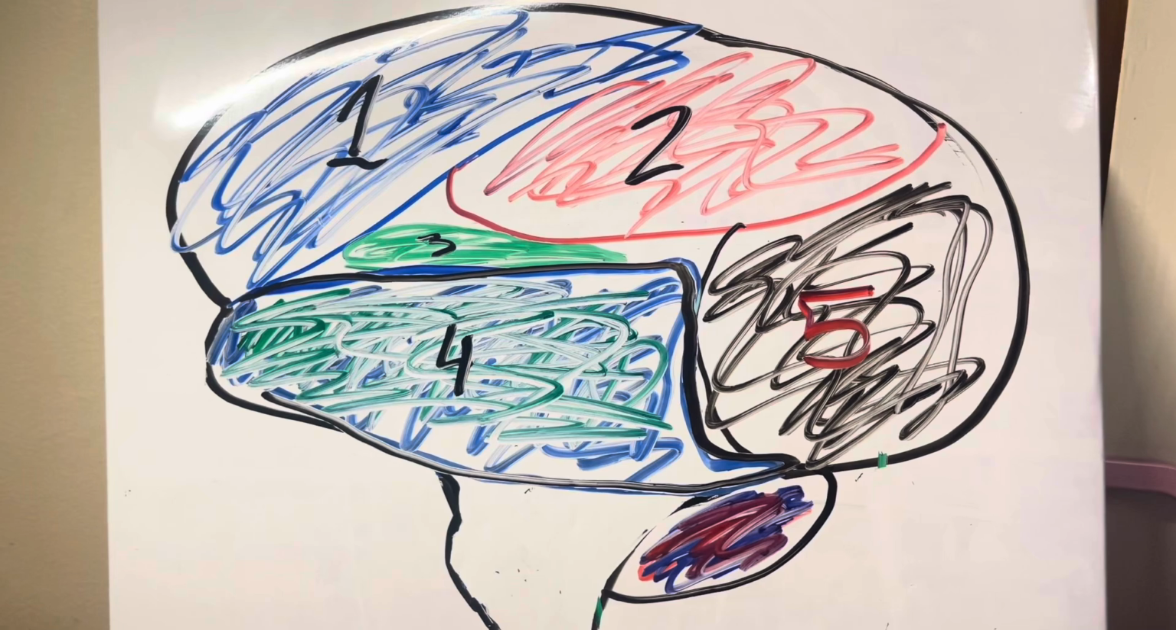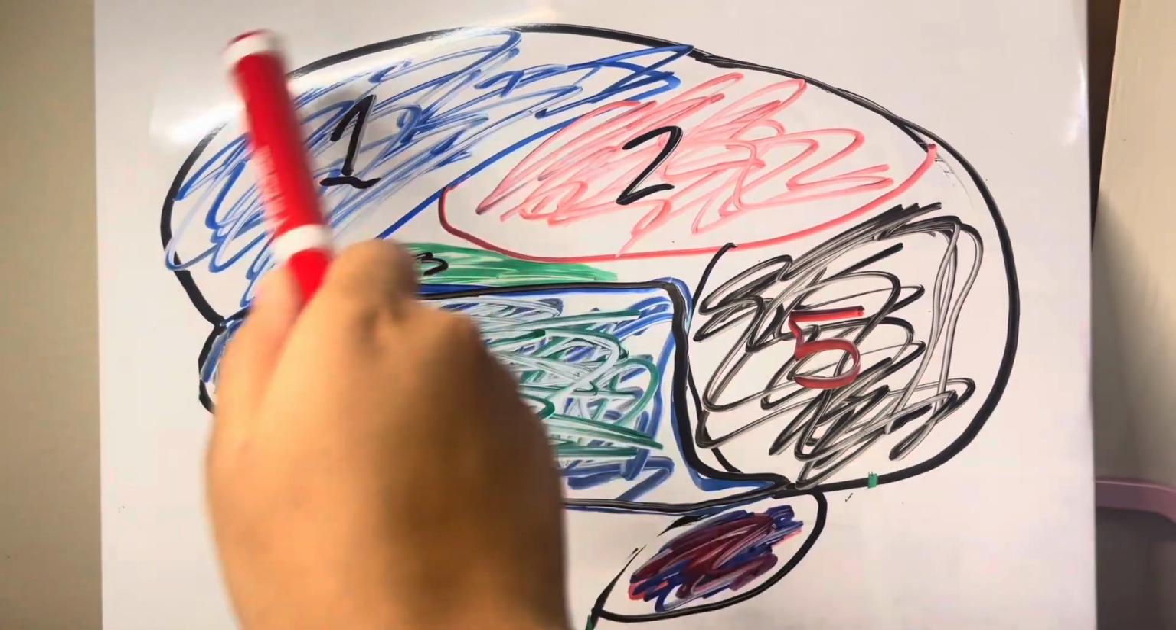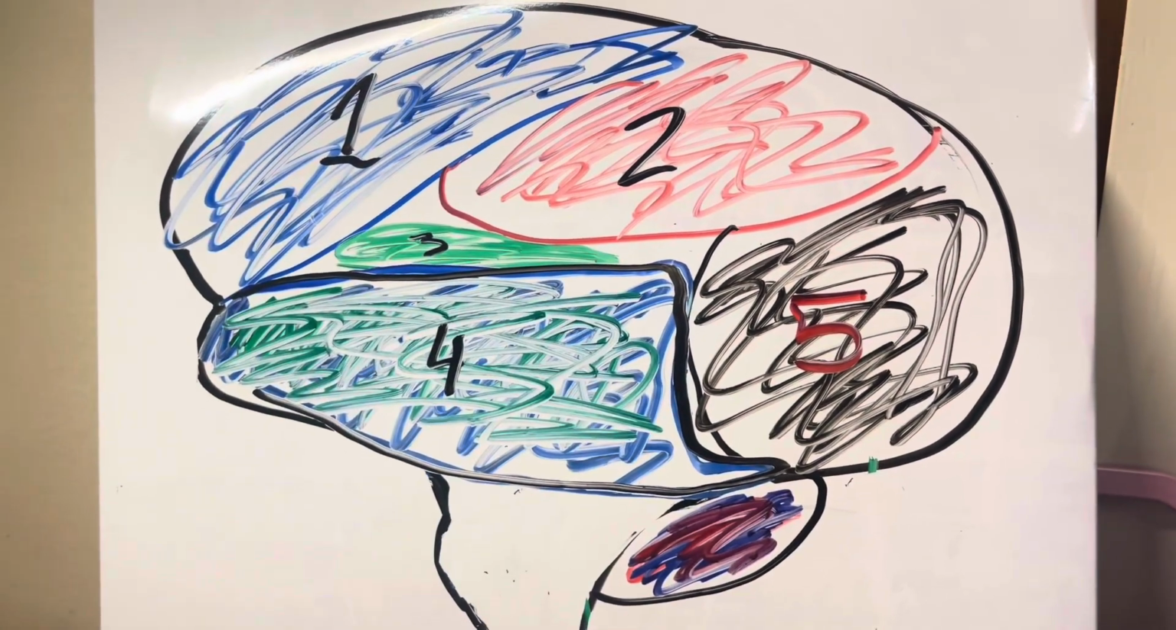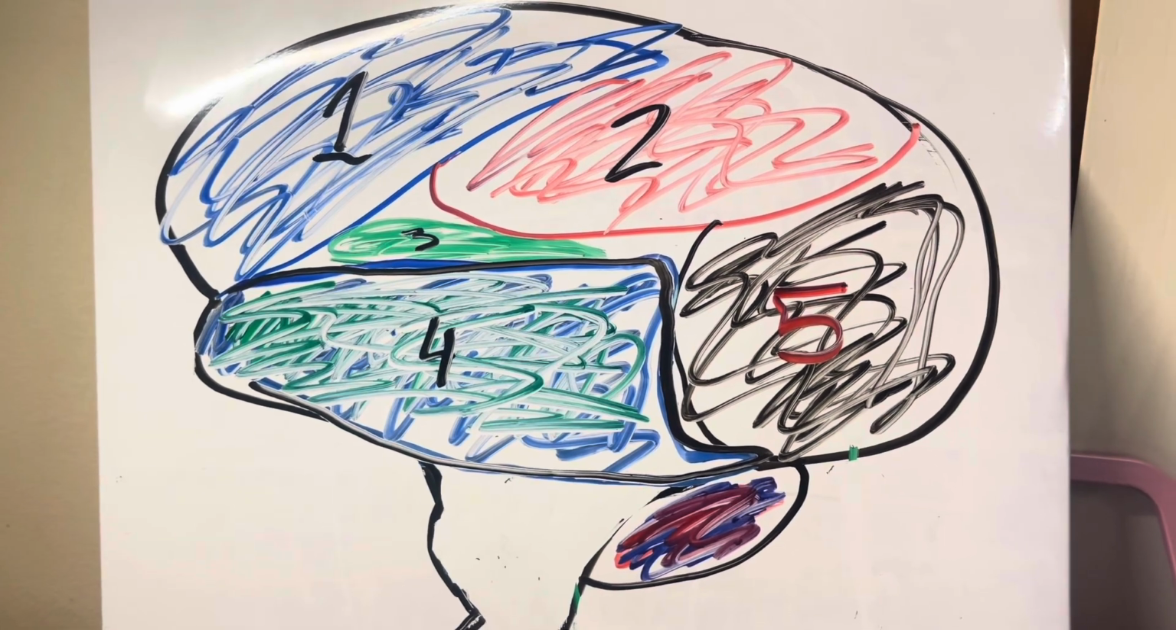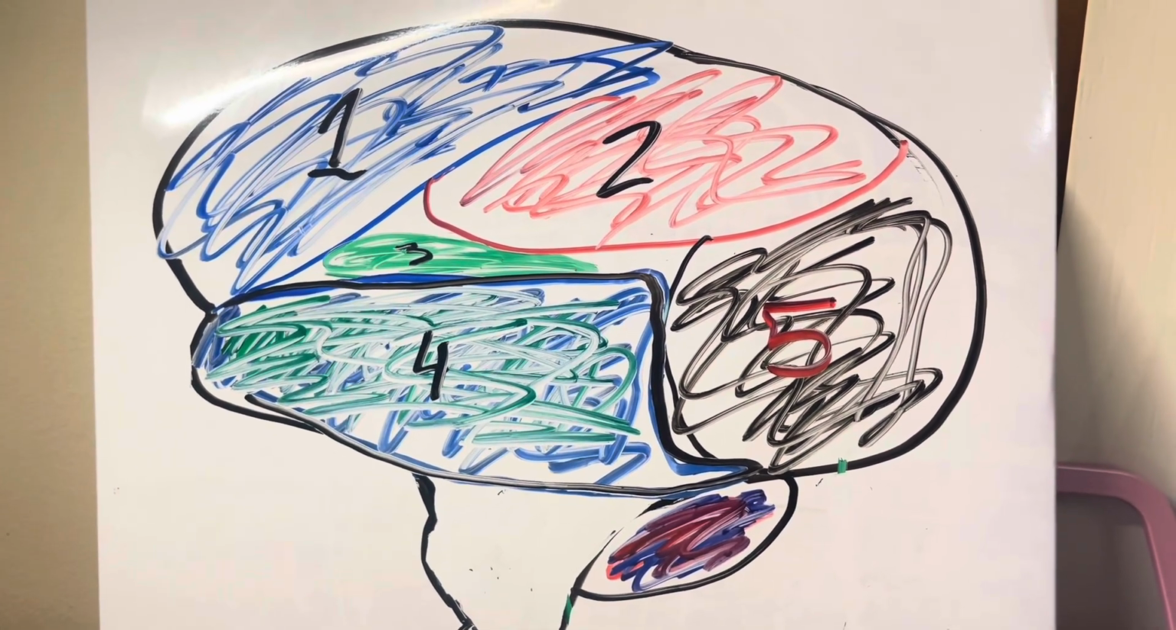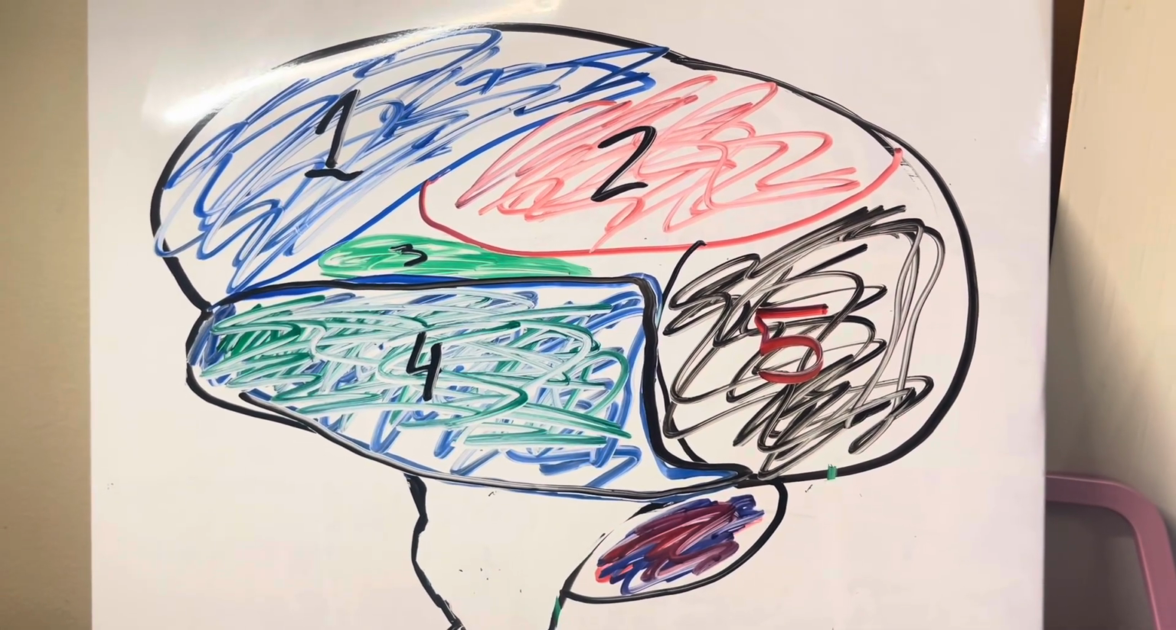The first portion we'll be talking about is this front portion right here, which is called the frontal lobe, and that controls voluntary motor functions such as skeletal muscle control and higher level cognition.